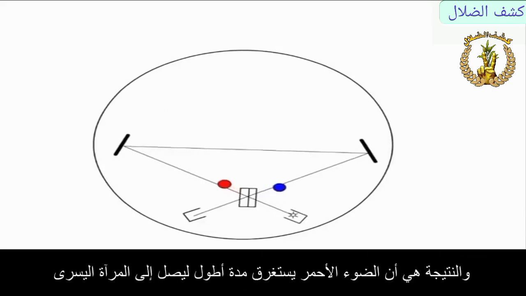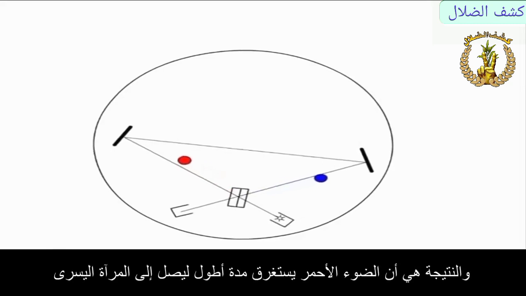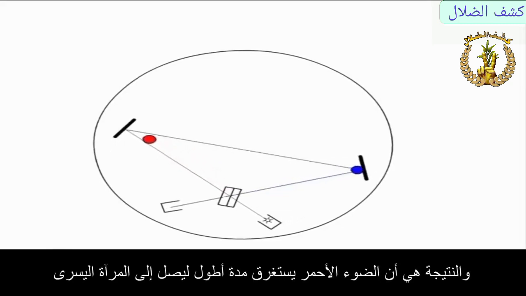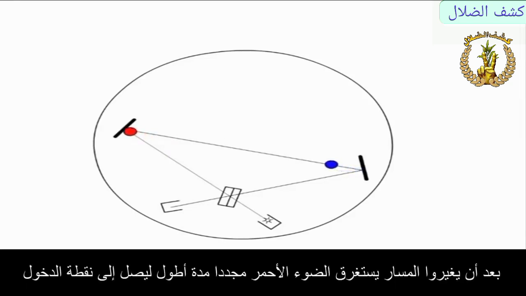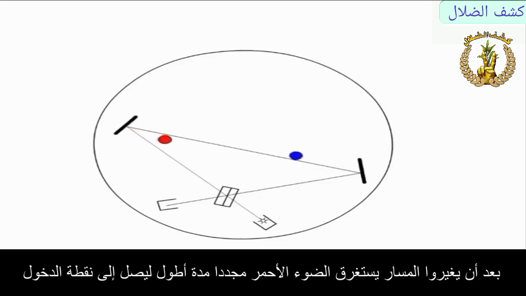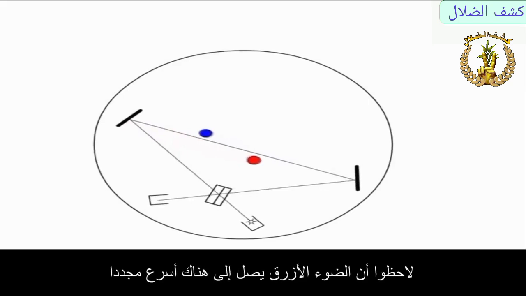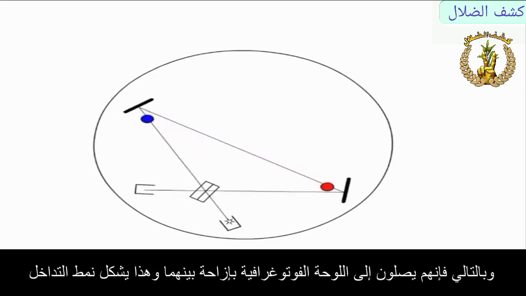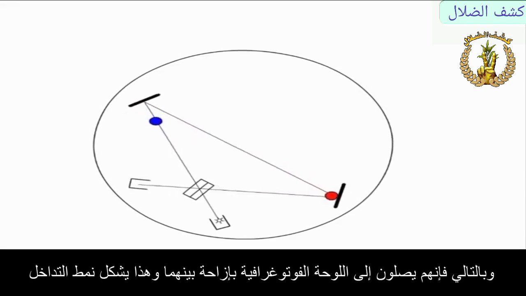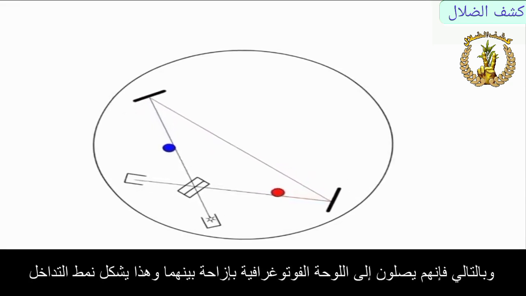The result is that the red light takes longer to reach the left-hand mirror. Similarly, the right-hand mirror is coming towards the blue light, so it reaches the mirror quicker. After they change ends, the red light again takes longer to reach the recombiner, whilst the blue light gets there quicker again. So they reach the photographic plate with a delay between them, and this changes the fringe pattern.